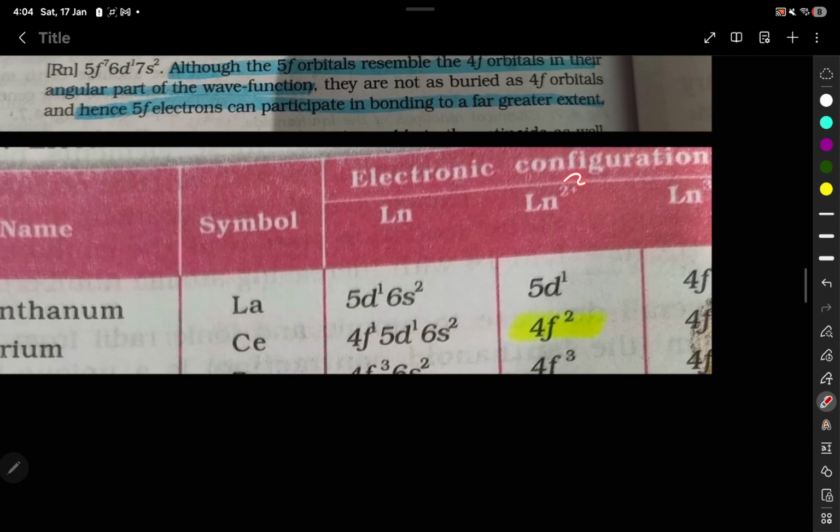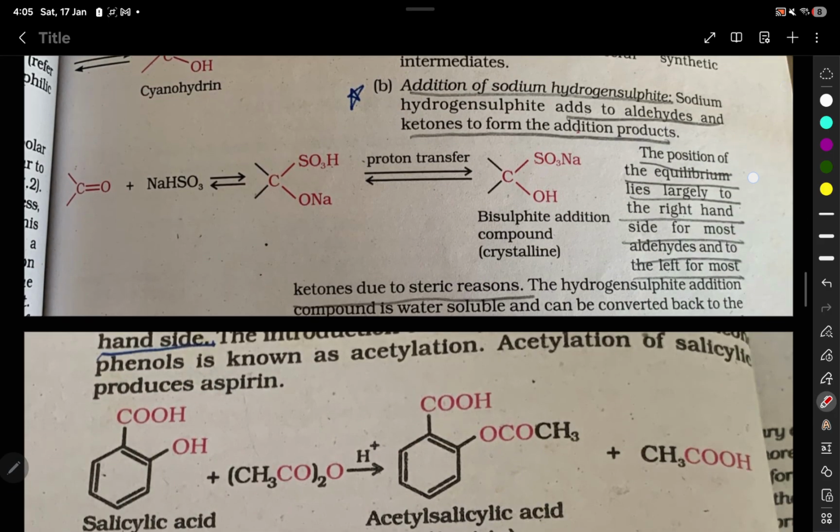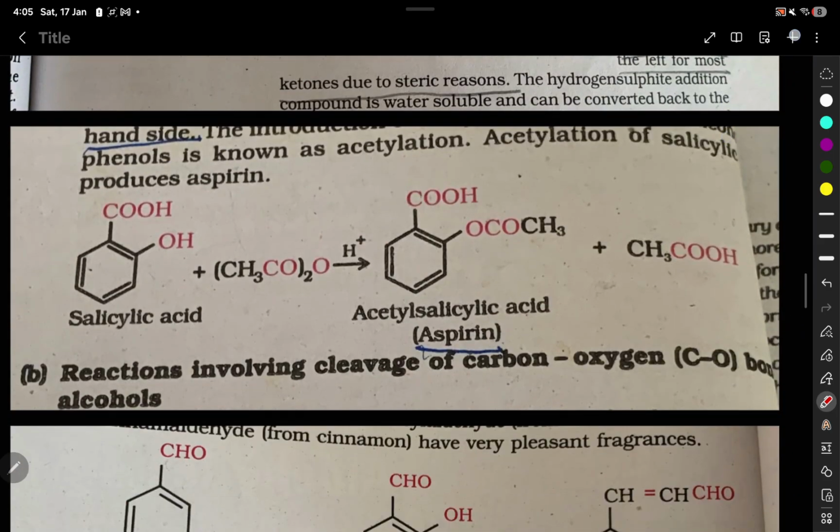And as you see, in the Ln2 plus, Ce2 plus configuration, for some reason, every element after this is of the 4f2, 4f3 type, even though the original one was d1. Even though this is d1 and 6s2, same way. It's still like that for God knows what reason.